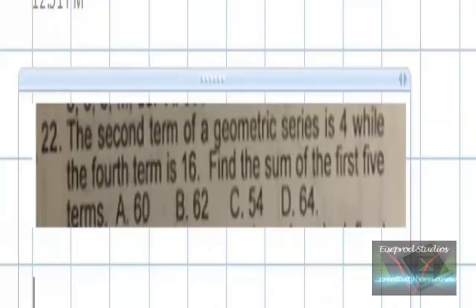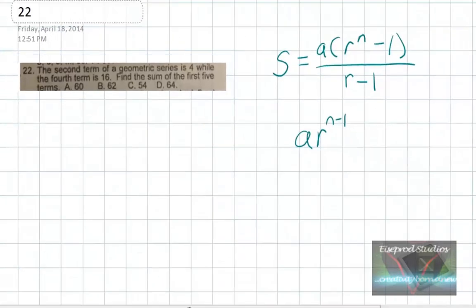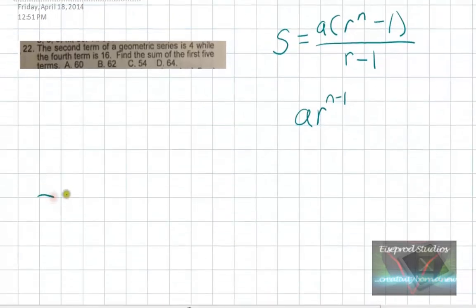So question 22 tells us that the second term of a geometric series is 4, while the fourth term is 16. Find the sum of the first 5 terms. So essentially what's going on here is we have a geometric series, and we know that the second term is 4, and that the fourth term is 16. When they say geometric, that means that something is being multiplied, either a whole number or a fraction, and it seems to be causing the numbers to increase by some sort of factor.